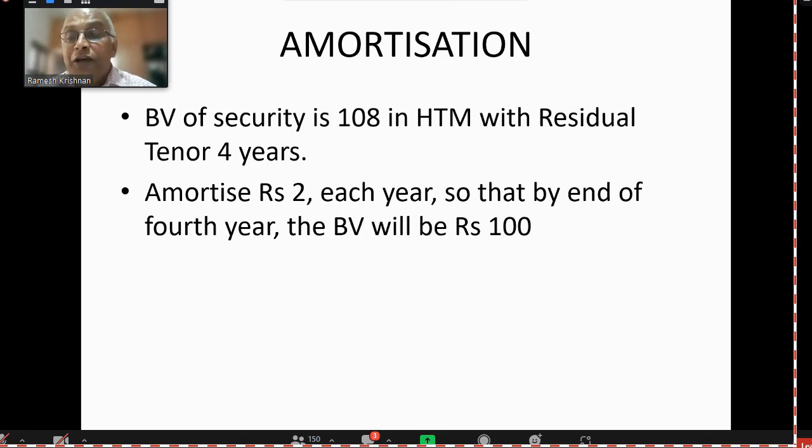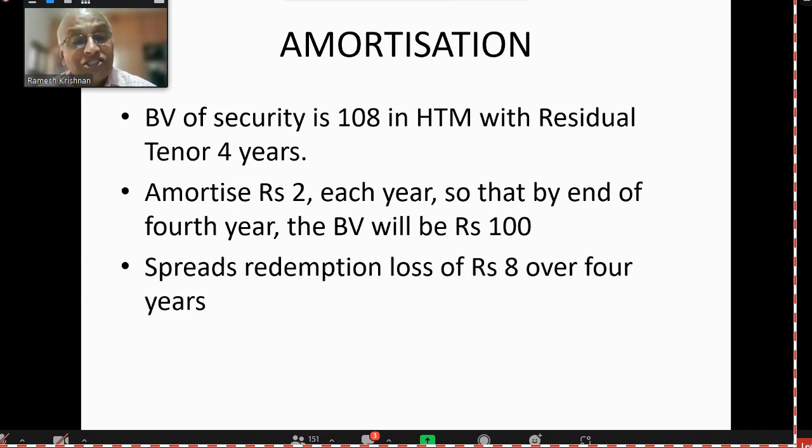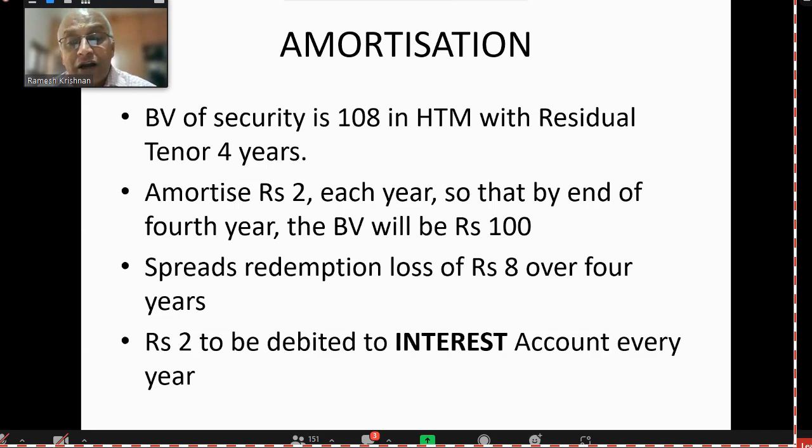So every year during the 4 years will take a depreciation knock of 2 rupees. And the depreciation knock is charged to interest account. Be very clear. Where do I debit my amortization charge? Amortization charge is debited to interest account on investments.